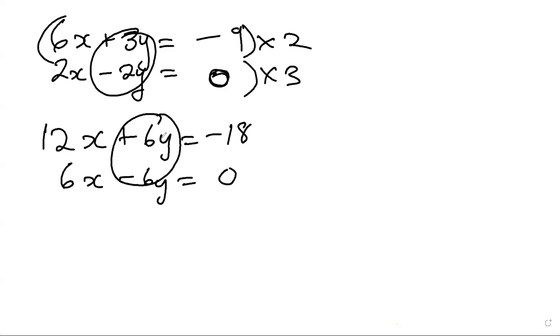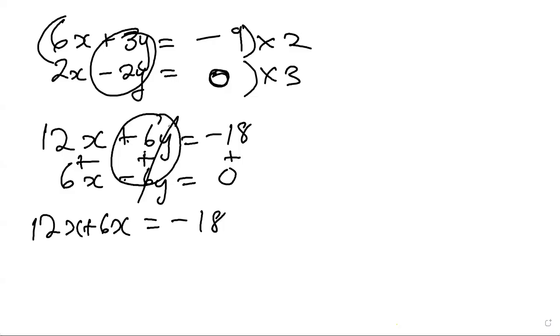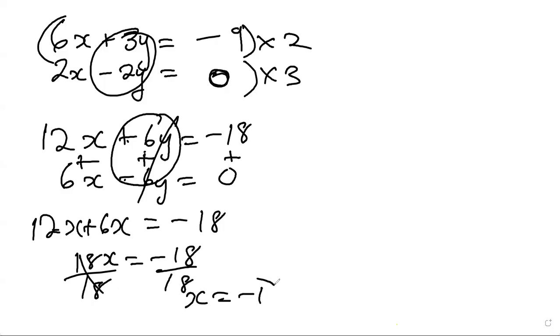All right. So basically, we can see that this is a 6, this is a 6, this is a plus, this is a minus. So we add. So it's 12x plus 6x. This is going to be 0, and then it's going to be minus 18. 12 plus 6, that's 18. And then we divide by 18. So x equals negative 1.